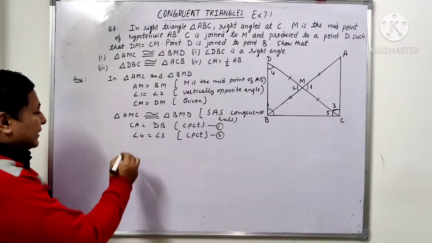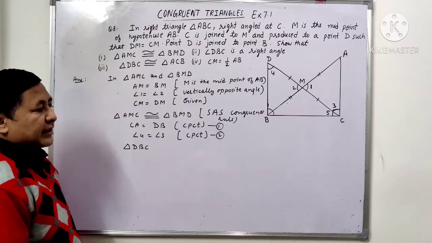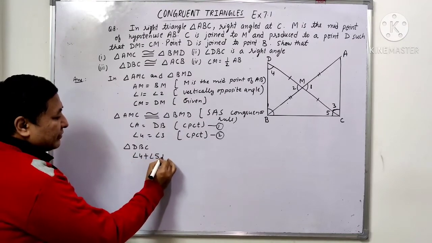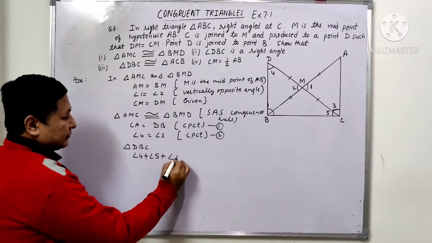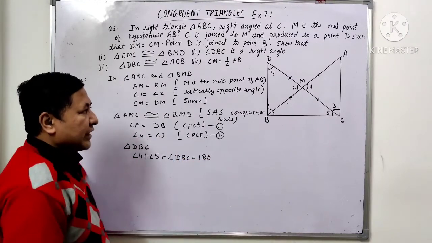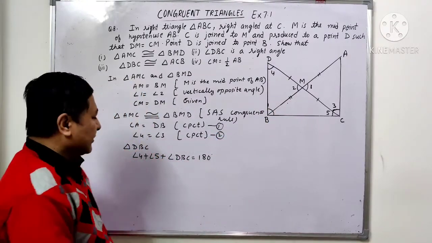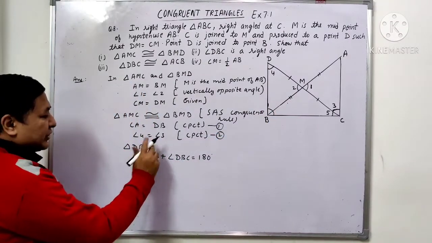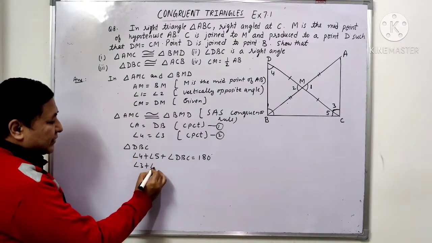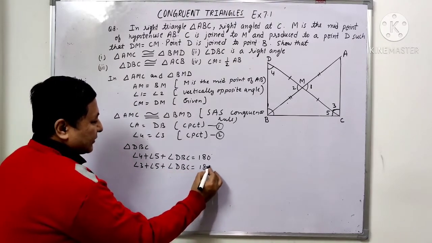Now let us take the triangle DBC. All of you see the triangle DBC. In the triangle DBC, we have angle 4 plus angle 5 plus angle DBC equal to 180 degrees, as we know that the sum of all the angles of a triangle is 180 degrees, which we have studied in the previous chapter. Now angle 4 is equal to angle 3, so instead of angle 4, I can replace it by angle 3. So angle 3 plus angle 5 plus angle DBC is equal to 180 degrees.